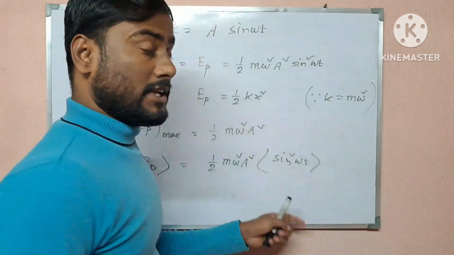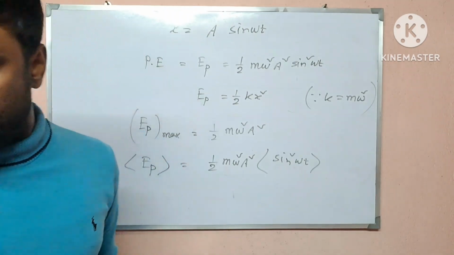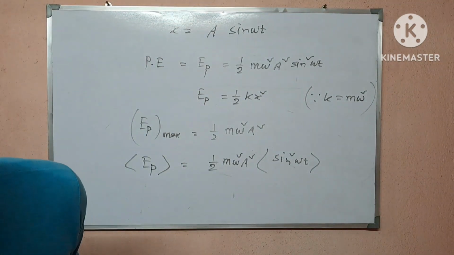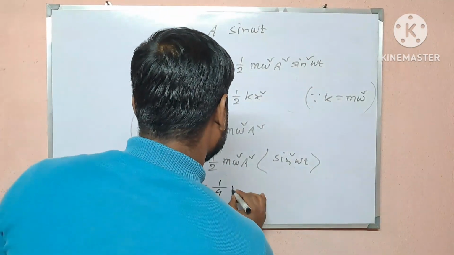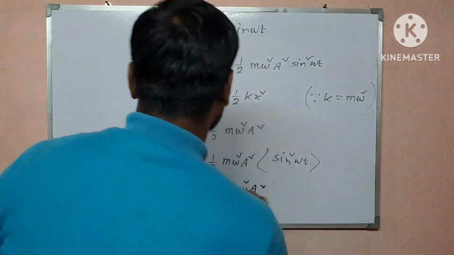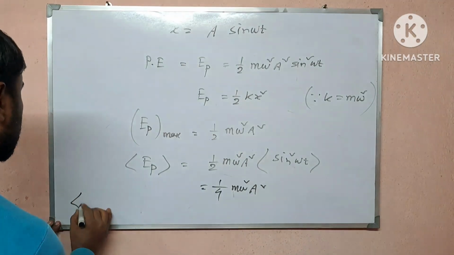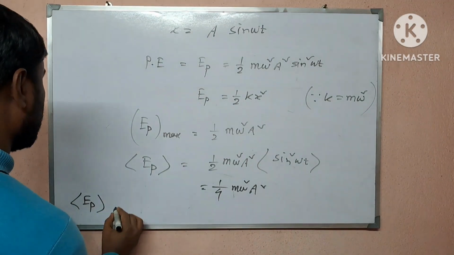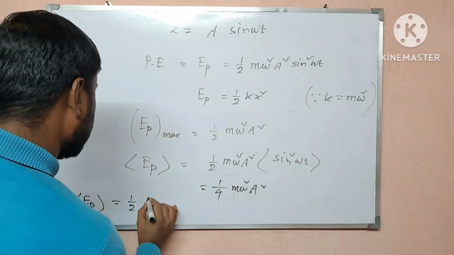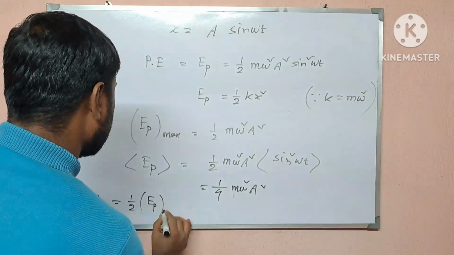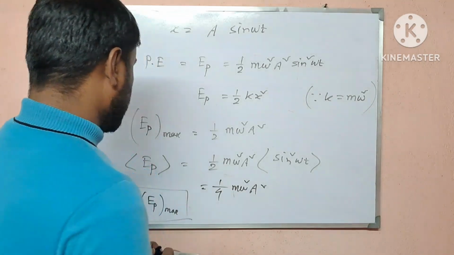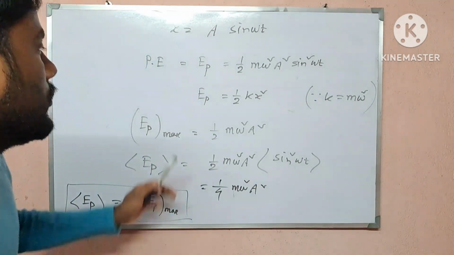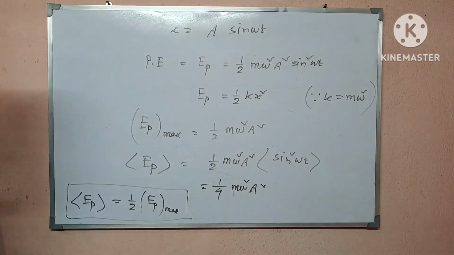We just saw that the average value of the sine square function as well as the cos square function in a full cycle is always half. So it will also be 1 by 4 m omega square a square, and we can find this relation: the average of potential energy is equal to half of the maximum potential energy. That result is very useful, so we will solve one numerical on the basis of that.